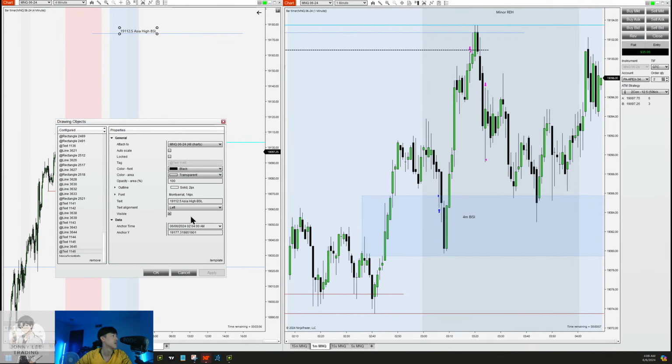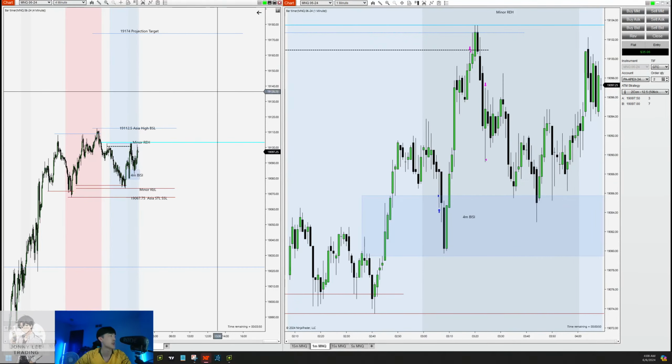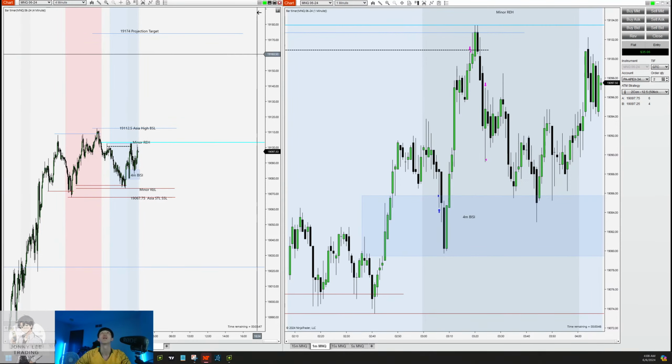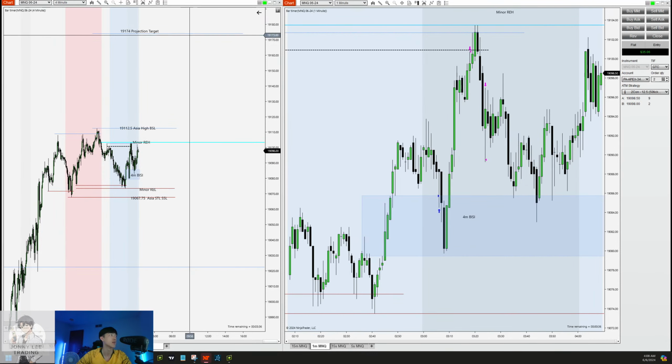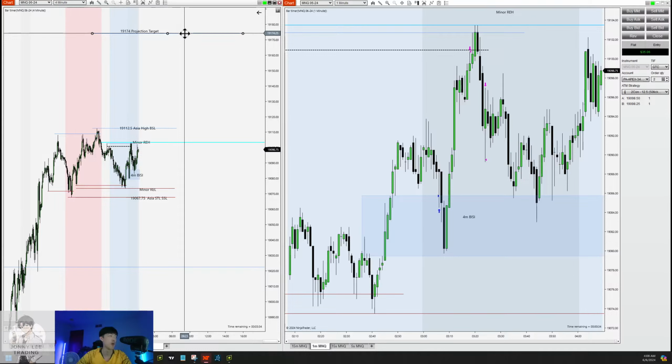So I would have projection target. This would be an expansion projection target for Thursday. I definitely can see us doing that, and I think that's a reasonable expansion target. 19174. If you wanted to target something, 19170 would be better. Perfectly honest, getting out before that level would be far better. There's no guarantee that it's going to hit that level, but I do think that 19,174 is reasonable for today.